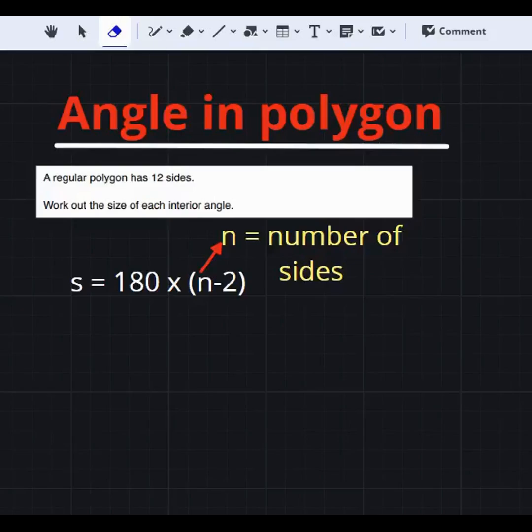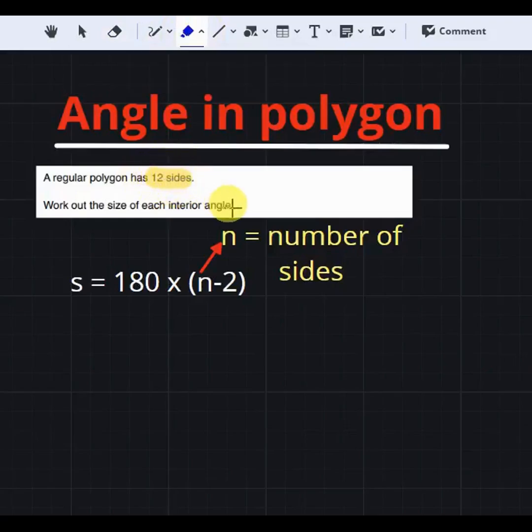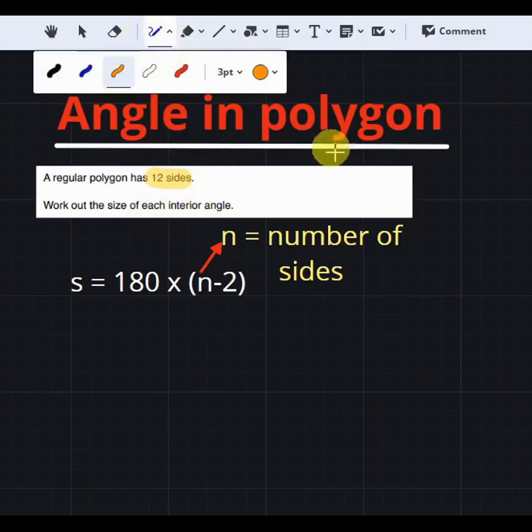Now I will explain this word problem. He's saying a regular polygon has 12 sides. We have to work out the size of each interior angle there. So first of all, I'm finding the sum of interior angles inside that polygon. So 12 sides means that n is equal to 12.